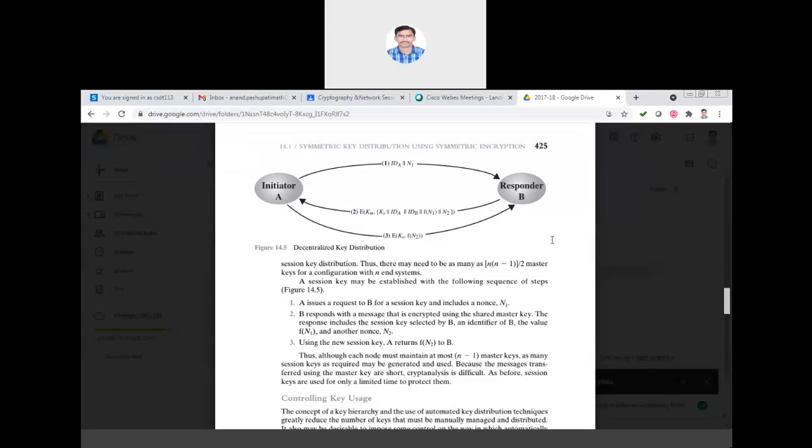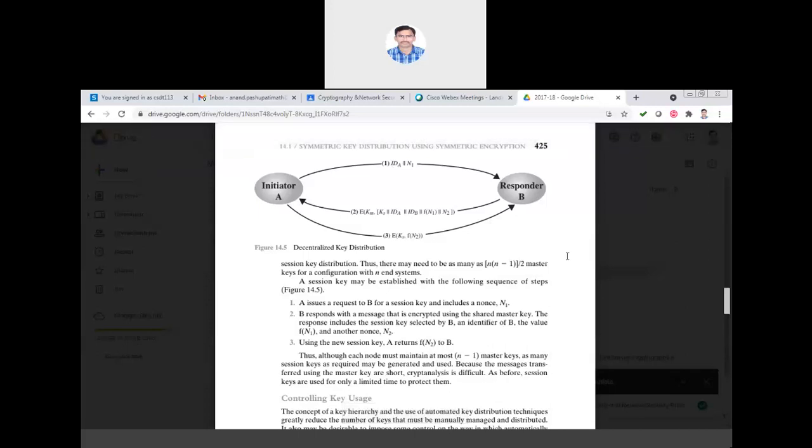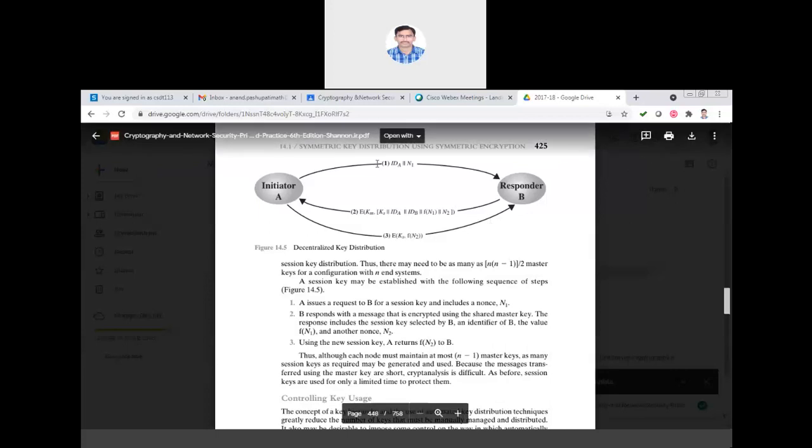Initiator A, what does he do? He first tries to establish a communication with the responder B by sending his details. What kind of details is he sending? His identifier, his ID, that is IDA. IDA is nothing but an identifier of the initiator itself. And N1. What is N1? N1 is the nonce, generated by initiator A himself. So that has been sent by A to B, which you can see in the first transaction from A to B. You can see the arrow here.